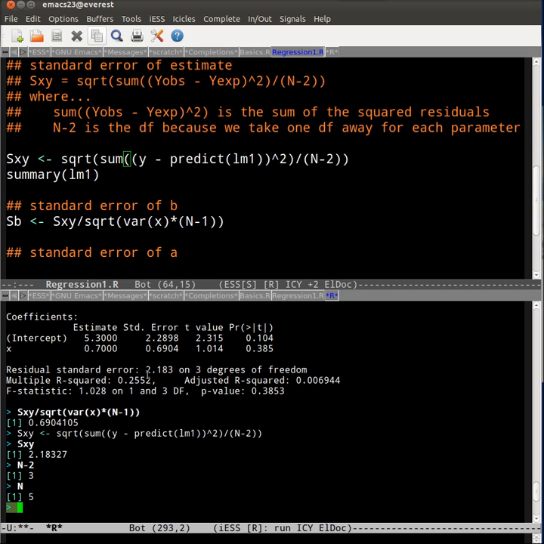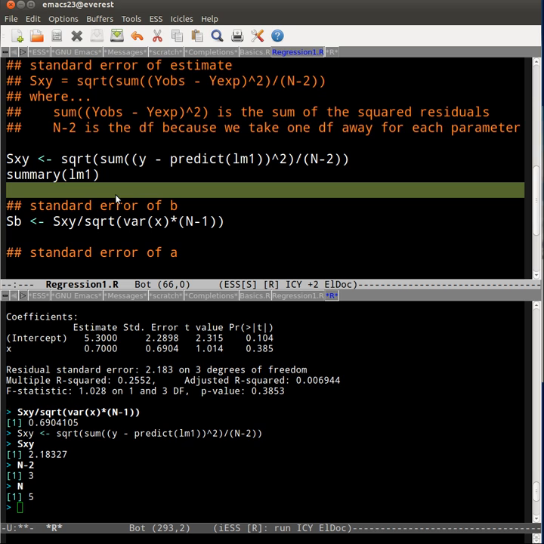And what we're going to do subsequently is talk about where the standard error of estimate comes into play for calculating the standard error of B and the standard error of A. So stay tuned for that. Now what we've done is we've already calculated the standard error of estimate, and it's the estimate for our level of uncertainty given our regression results.